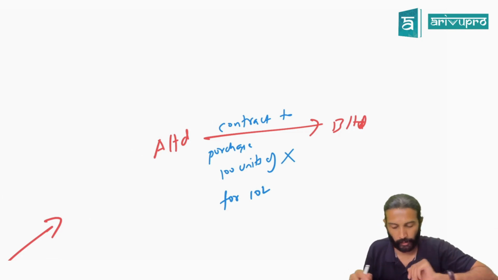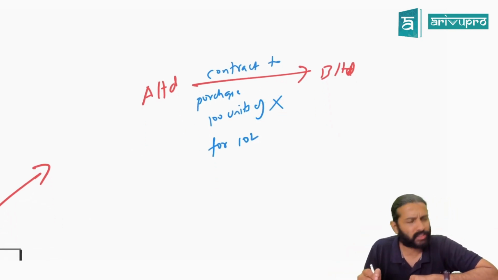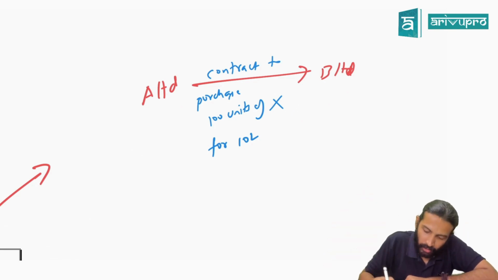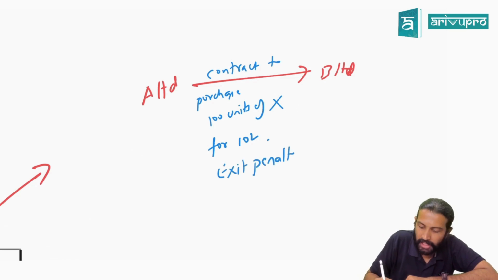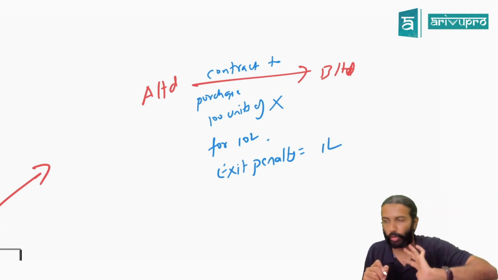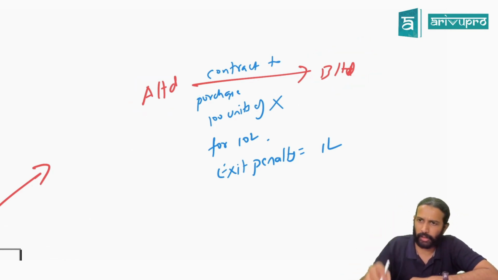A thought there is a good prospect for this product X, hence they entered into a contract. They have not yet purchased, they've just entered into a contract. And this contract has an exit penalty, meaning if you cancel the contract, you need to pay a penalty of 1 lakh rupees. That is what is built into the contract. So far good. B Limited has already entered into this contract.